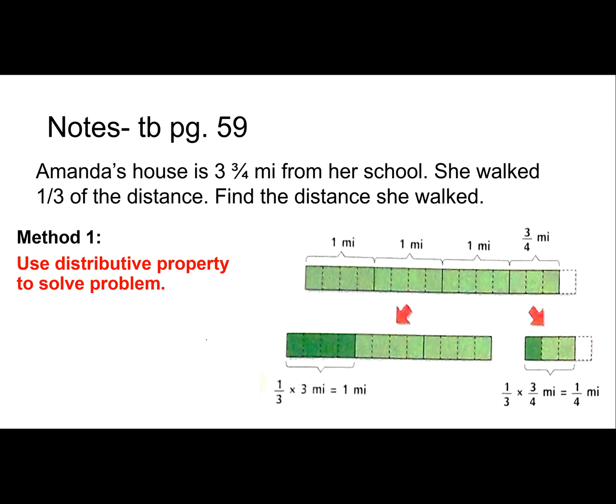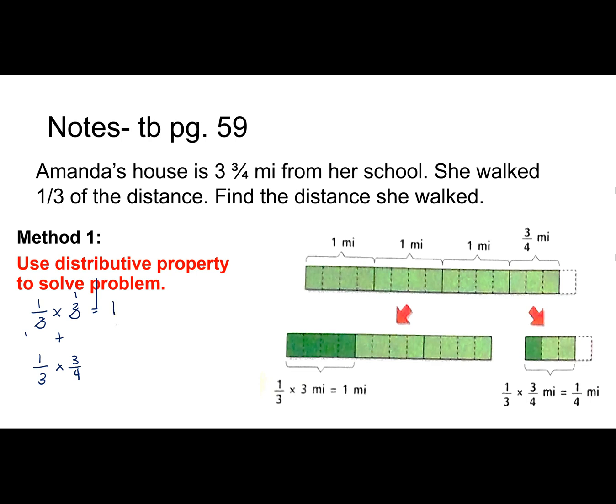Yeah, distributive property means we're gonna split up a number and multiply the number that's split by whatever the multiplier is. So in this particular problem, if she's 3 3/4 miles from her school, one way we could solve this multiplication problem would be to multiply 1/3 times 3 and 1/3 times 3/4, and then we're gonna add them. So 1/3 times 3, that's pretty easy. We can cross cancel that. What's the answer on that one?